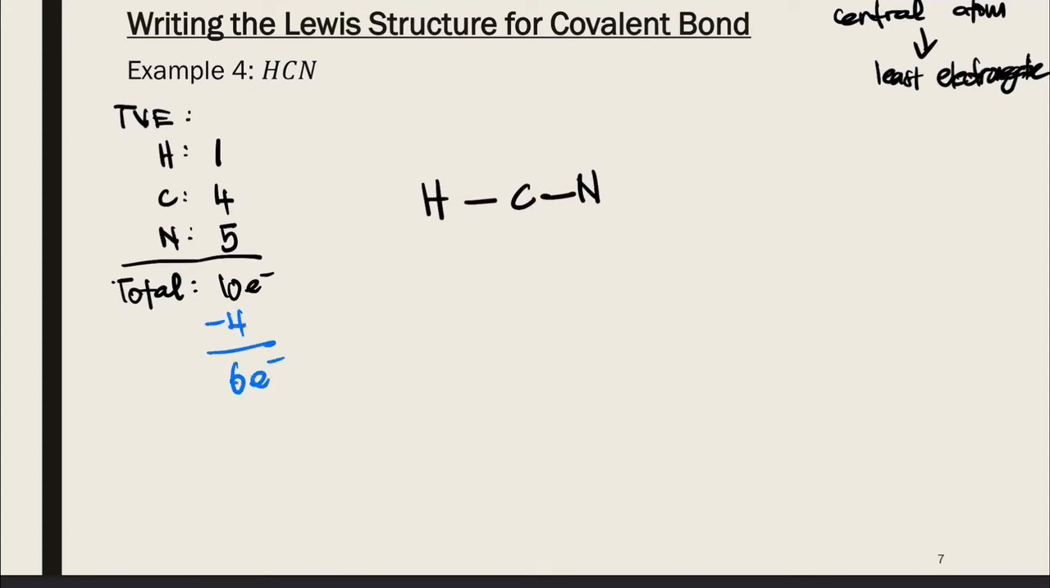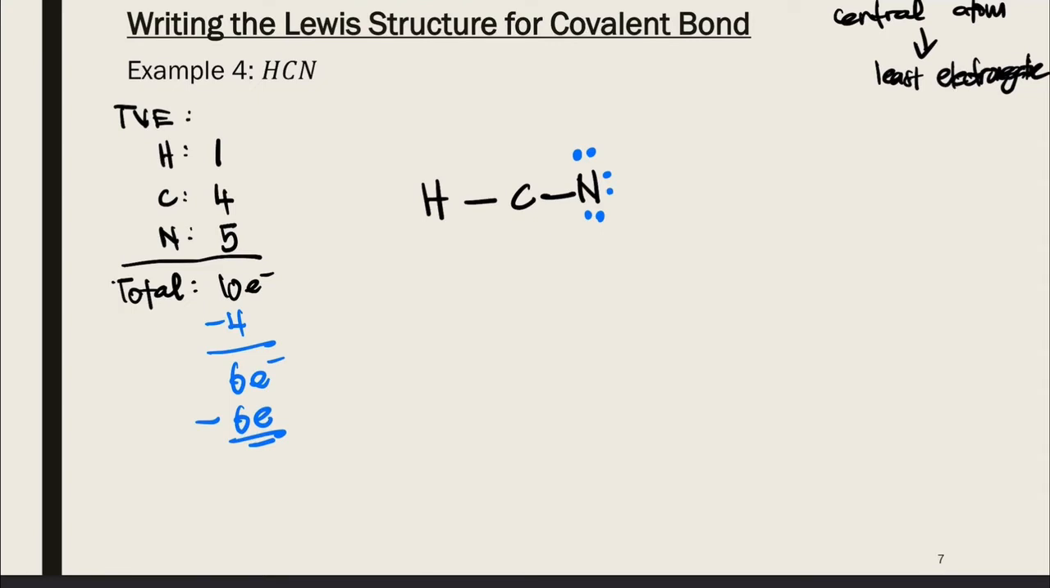Please bear in mind, hydrogen already achieved octet. So we need to put the 6 electron on the nitrogen atom. So we already used up all the total valence electron. And then next, when we check for the carbon, we can see that carbon only have 4 electrons there, meaning to say carbon still not achieve octet. Carbon as central atom is not octet.